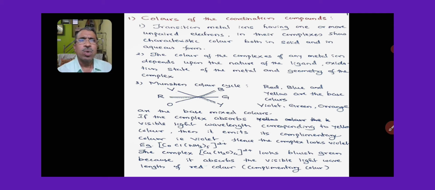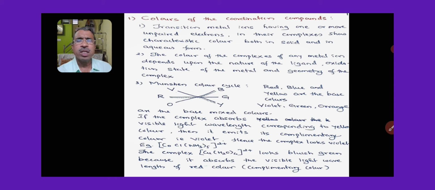As we know, coordination compounds are colored, and generally these are formed from the transition elements, that is the d block elements, naturally the central metal ion. The transition metal ions having one or more unpaired electrons in their complexes show characteristic color both in solid and in aqueous form. The color of the complexes of any metal ion depends upon the nature of the ligand, oxidation state of the metal, and geometry of the complex.